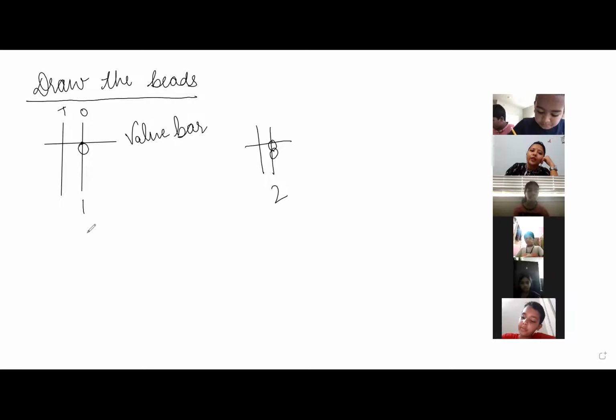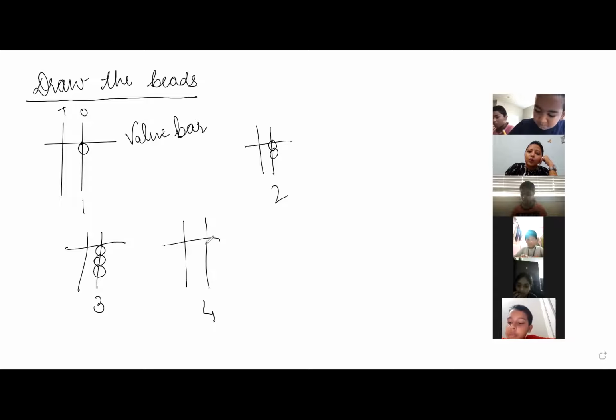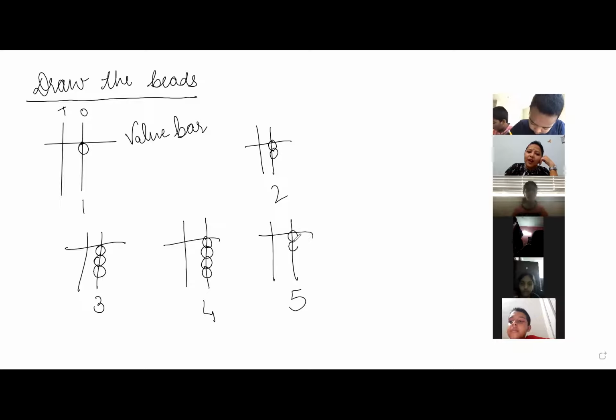If I write 2 here, how many beads? 2. If I write 3, 3 beads. If I write 4, 4 beads. If I write 5, I will write 1 top bead. You need to write 5 beads? No, then you have to draw 1 bead on the top.